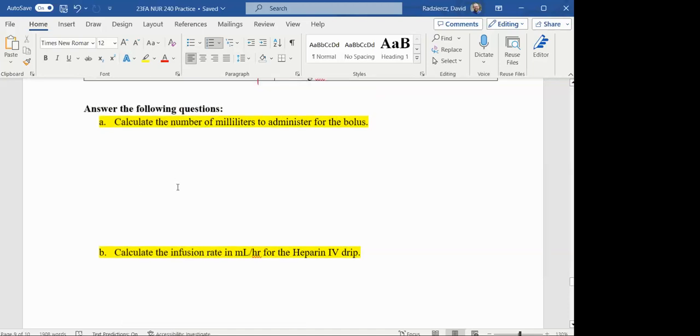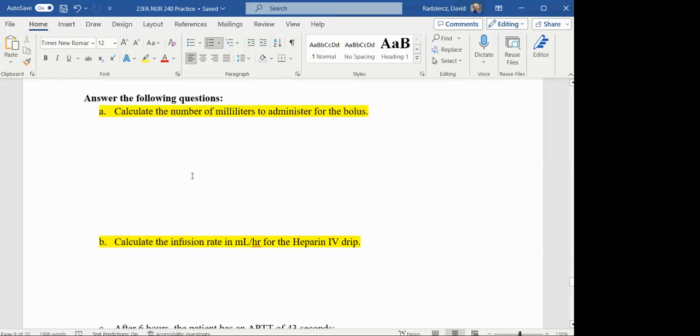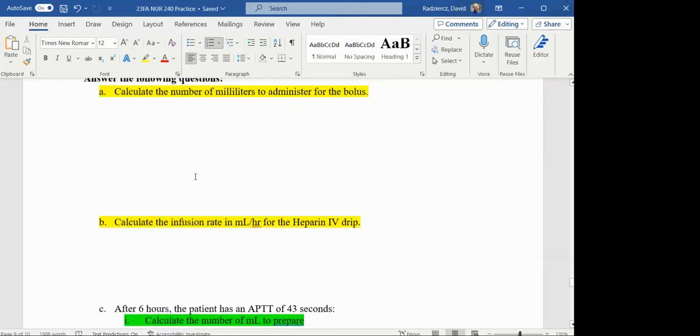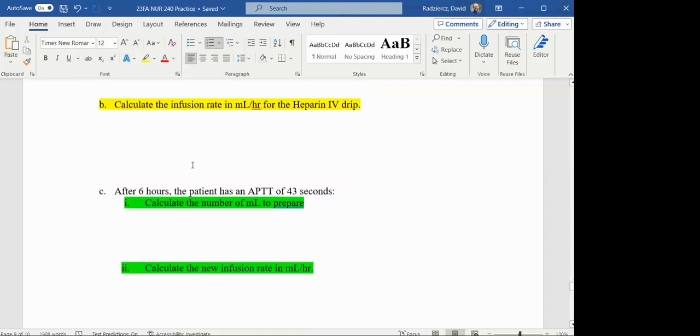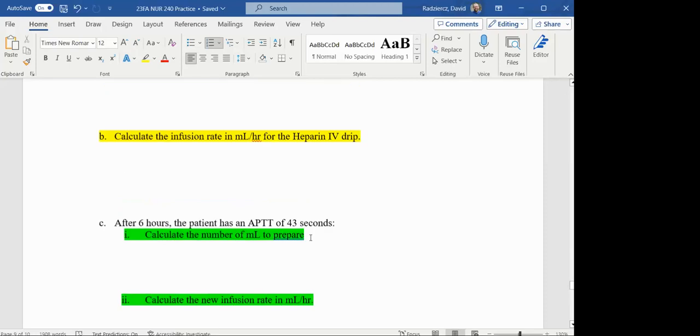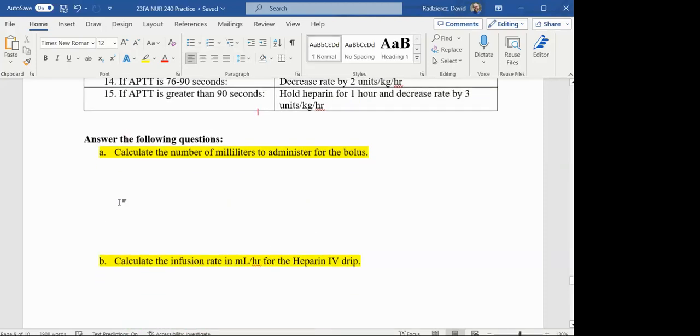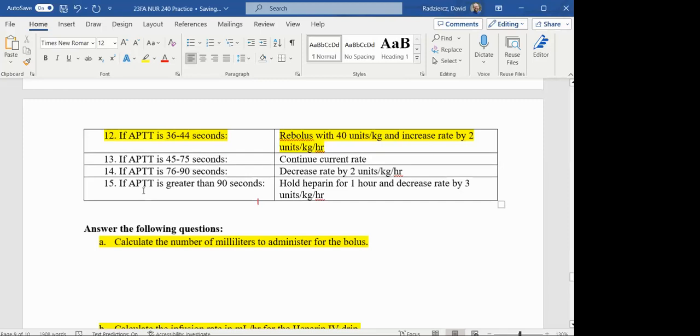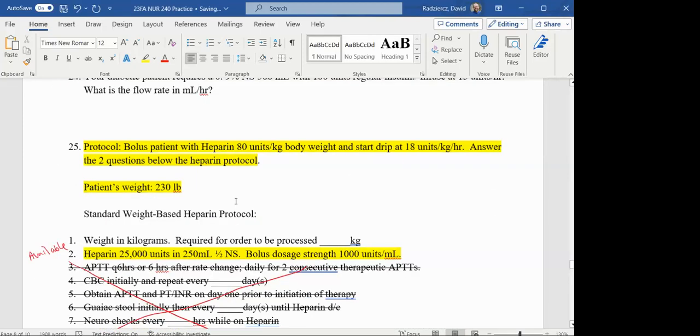So where it says answer the following questions, if you remember this from 2230, you had 2 questions. One was a bolus question, one was a flow rate question, and that counted as 1 question for your test. I give you 4 questions, so that way you can practice this twice, basically. So, all right, let me go through this for practice purposes.